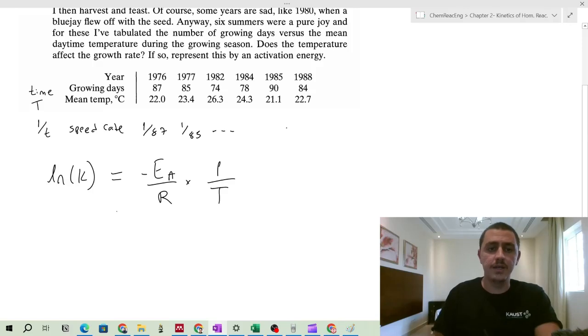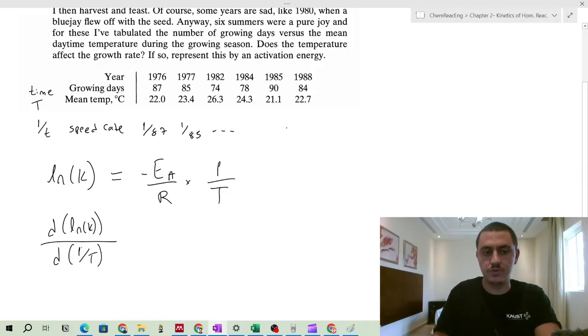So here we want to calculate this slope. We take the derivative of ln k, which will be on the y-axis, and the second variable, which is 1 over T. So we should take data as 1 over T, not temperature. 1 over temperature will give us the slope which corresponds to this value, and from that we can get the activation energy, because this is a constant value, the ideal gas constant.